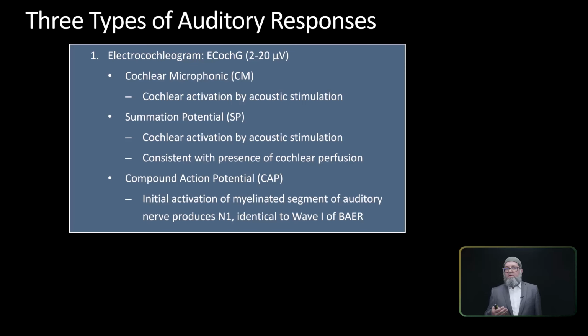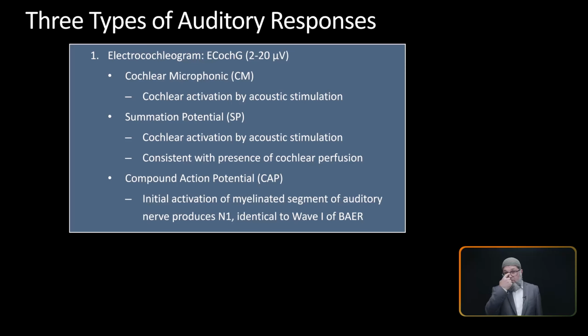Either we can place a needle electrode through the tympanic membrane, which is very invasive and should not be performed on a routine basis. Only an ENT surgeon or someone who knows how to do that should do it. The easiest one is placing a cotton wick electrode soaked in saline on the tympanic membrane, or a gold foil electrode. I'm going to show you later. The components we record from electrocochleogram are cochlear microphonic, summation potential, and compound action potential.